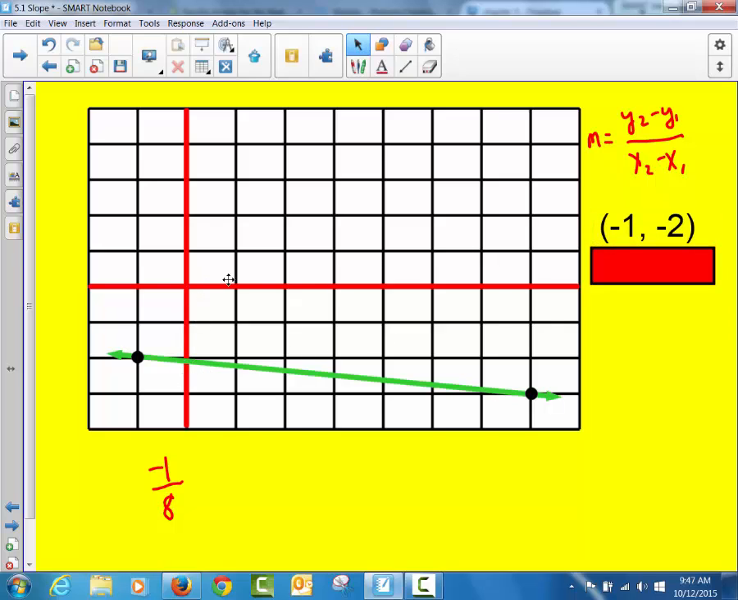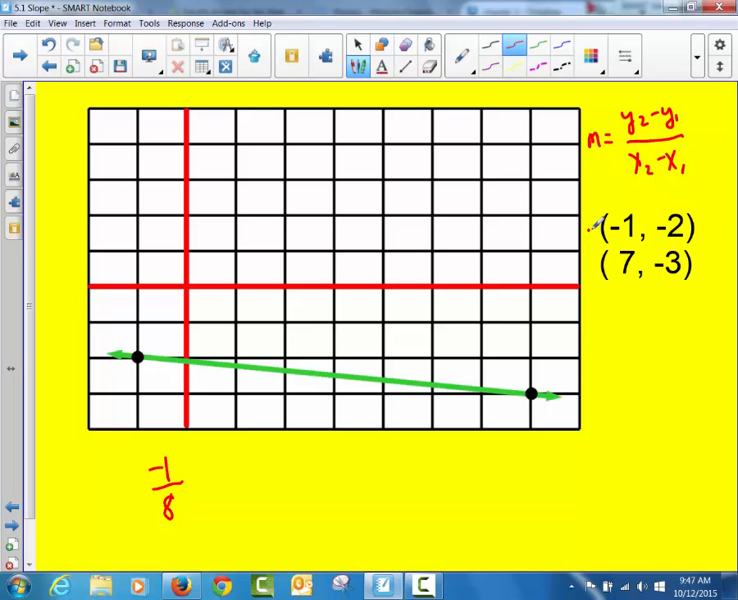And we come over here and we go 1, 2, 3, 4, 5, 6, 7, and down 1, 2, 3. 7, -3. And we'll let this one be 2 and this one be 1. We go -2 minus a -3 over -1 minus 7. So -2 plus 3 gives us 1 over -1 minus 7 gives us -8. So we come over here and we compare and we have the same answer.